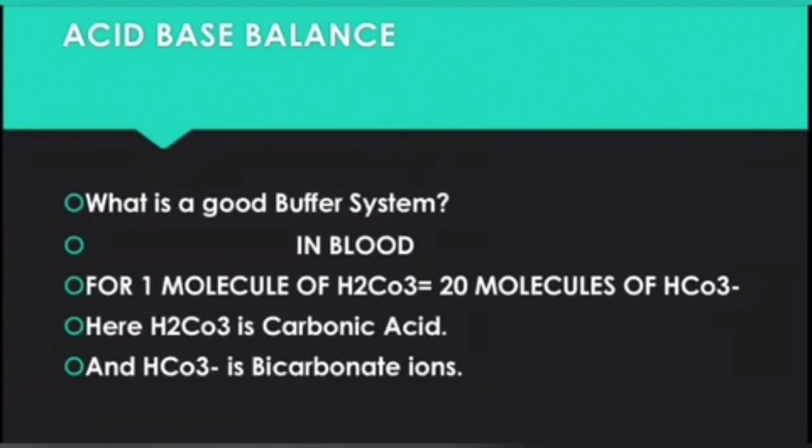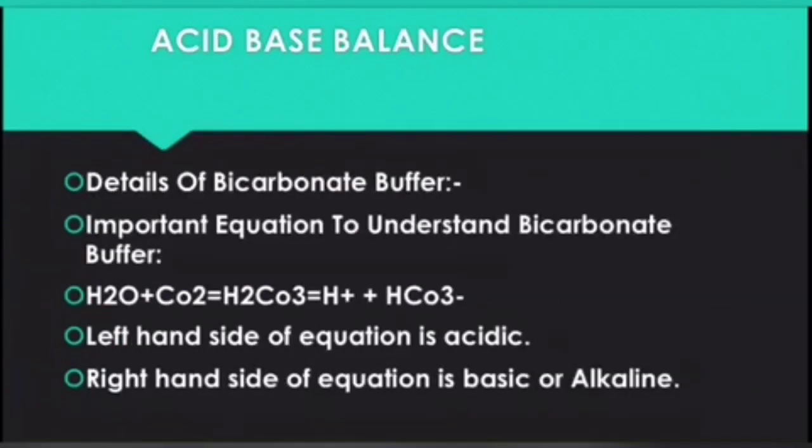To understand bicarbonate buffer system, it's important to understand the equation given on the slide. It says when carbonic acid is dissociated into water and carbon dioxide, it makes the blood acidic, and when it dissociates into hydrogen ions and bicarbonate ions, it makes the blood alkaline. Bicarbonate buffers maintain acid-base balance in this manner.